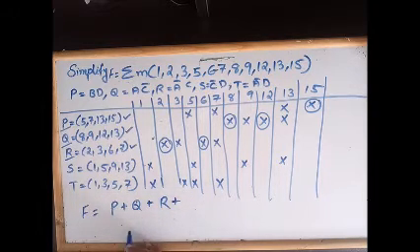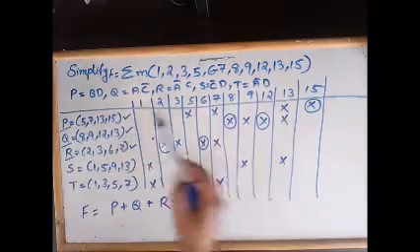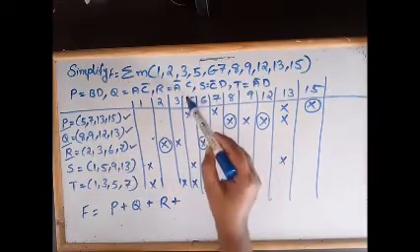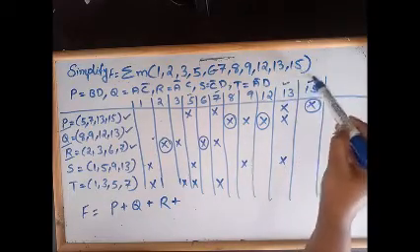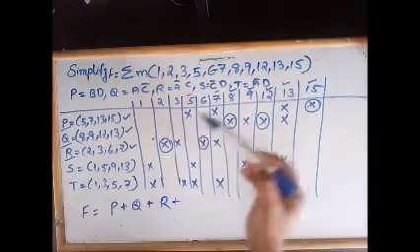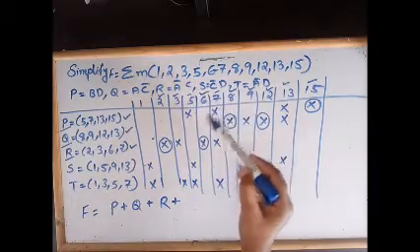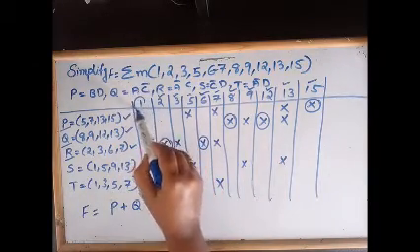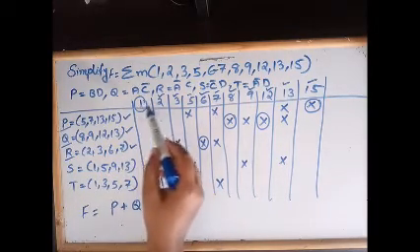Then again, from these P, Q and R, are all the min terms covered? Consider P, Q and R. P covers 5, 7, 13 and 15. Q covers 8, 9, 12 and 13. R covers 2, 3, 6 and 7. And what is the remaining one? The remaining one is min term 1. So we need to include this min term 1.